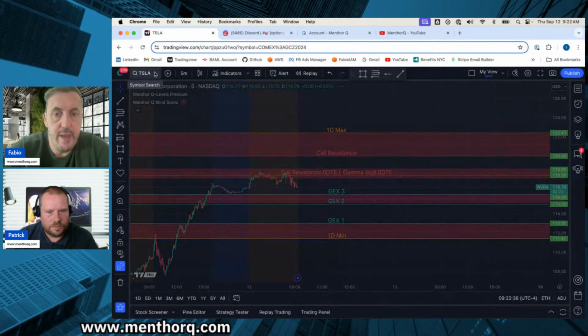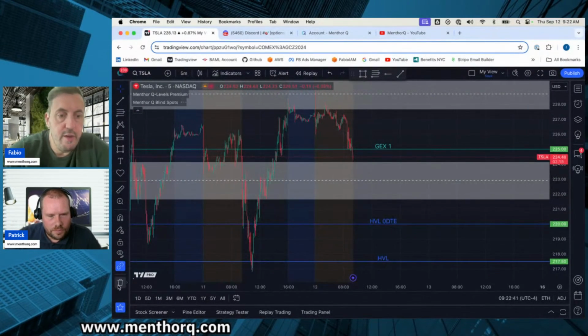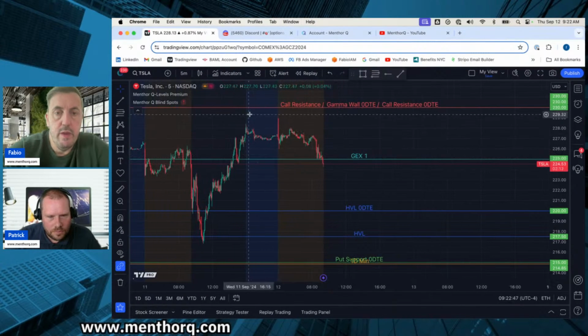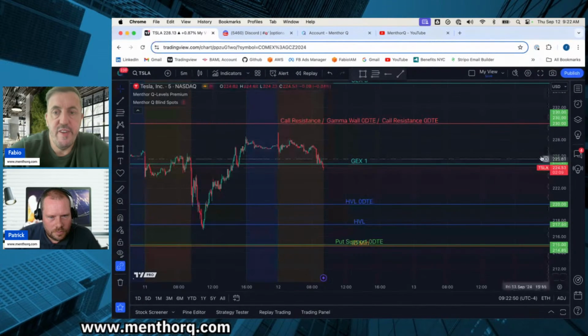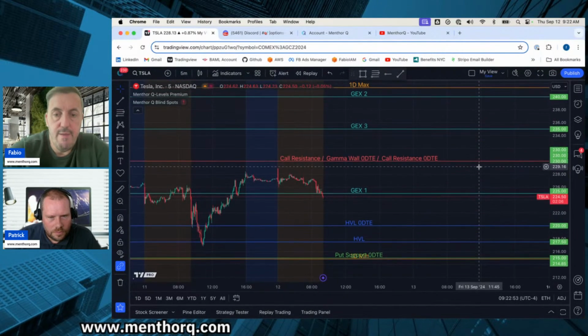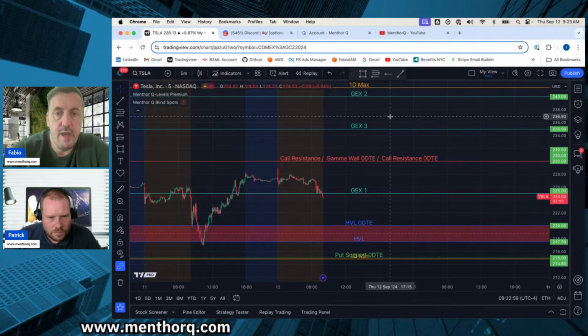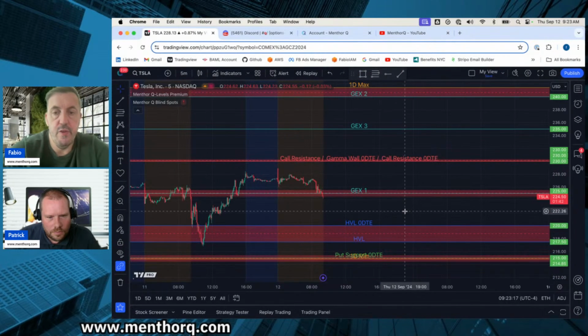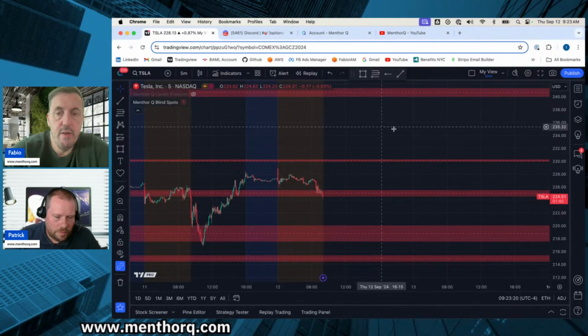Yeah, and we can do the same with other stocks. So here, just remove this. Here we have Tesla. Again, a big reaction zone, core resistance 0DTE. High vol level, we have some really interesting areas here to the downside. Yeah, and then we have our one day max, and then our put support and one day minimum. So yeah, this again, we take away the indicator.